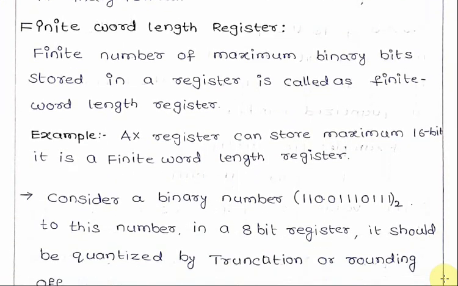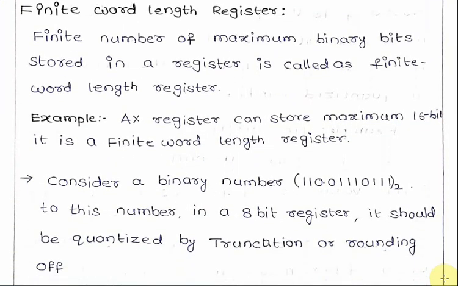Finite word length register. We know length of the sequence. Number of samples in a sequence is called length of the sequence. Now, word length means number of bits in a word is called word length. Finite word length register is defined as a register which can store maximum number of binary bits. Then that register is called as finite word length register.